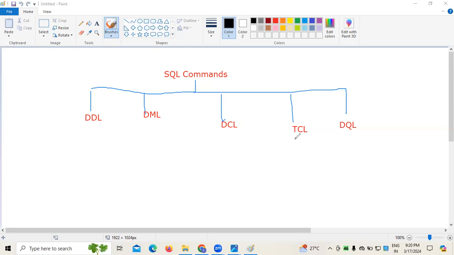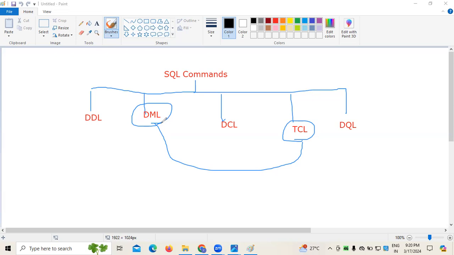Whatever TCL commands we have, these TCL commands are the ones which are connecting to DML. Why? Because of data manipulation: if you want to edit the data, update the data, or delete it. Manipulation also includes insert, deletion, or updation. So TCL is used for that purpose. It is connected to DML.